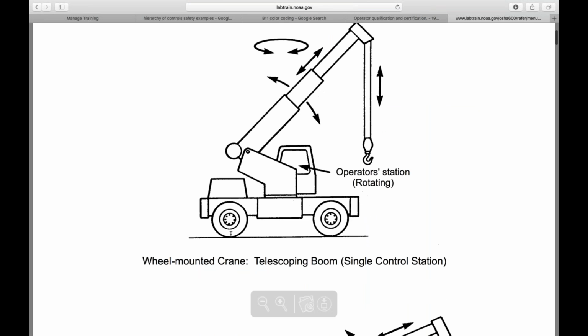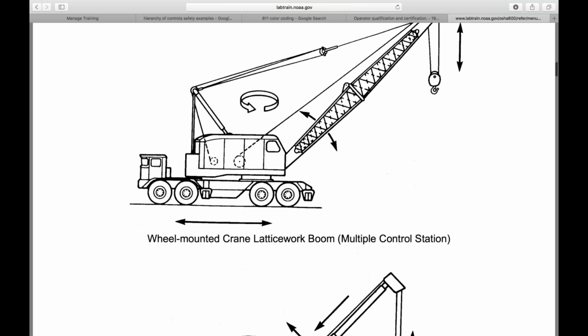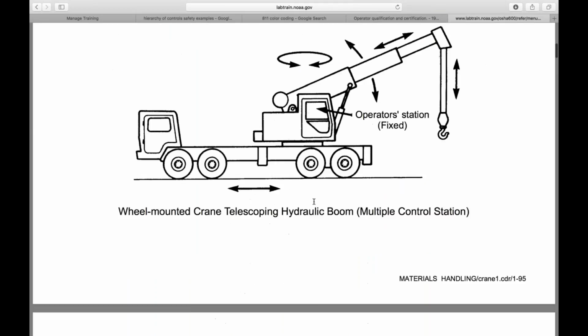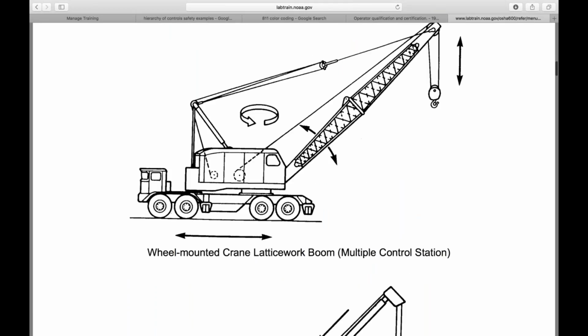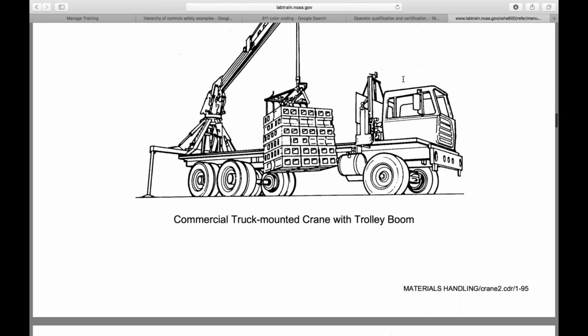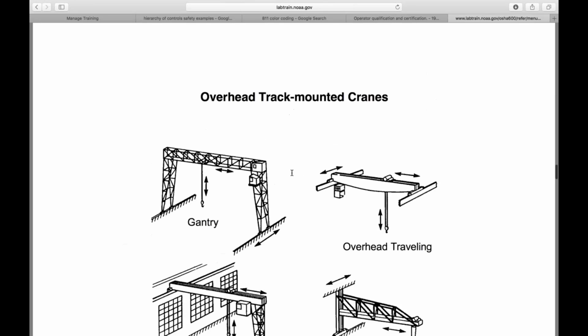So here's a mobile crane, a wheel mounted mobile crane. These two are hydraulic boom. Here is your lattice work crane. It's still wheel mounted mobile, but now it's got a lattice work boom instead of a hydraulic boom. And then here you go, now you've got a crawler. So now it's a mobile crawler because it's on tracks with a lattice.